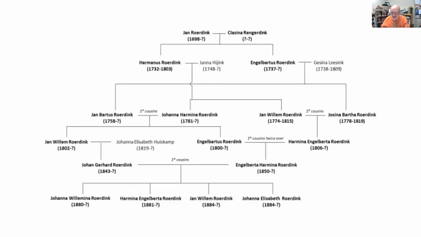Another example is the ancestry of Engelbertha Harmonia Roydink, whose great-great-grandparents should number 16 individuals, but are only 6 individuals, a collapse of 62.5%. She descends from her great-great-grandparents, Jan and Clasina, 4 different ways. She herself married Johann Gerhard Roydink, who was her first cousin.